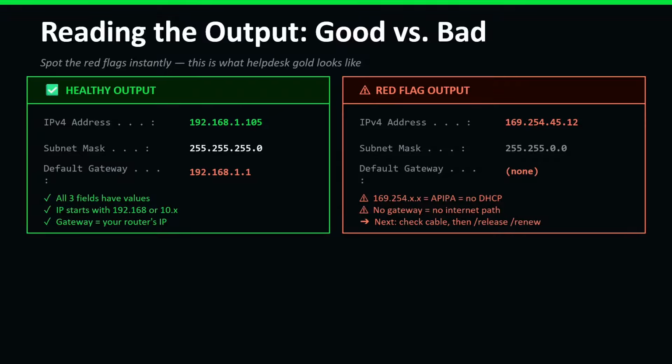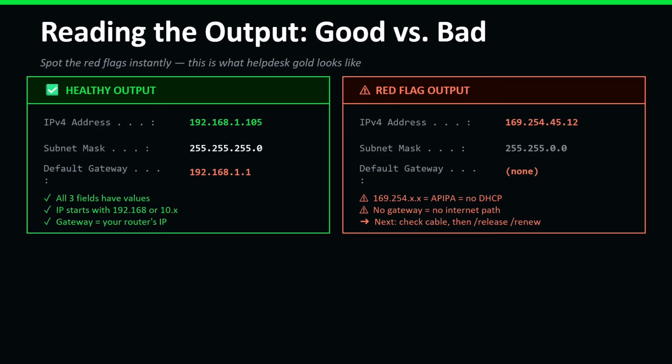That IP address starting with 169.254 is your #1 red flag. That's called an APIPA address. It stands for Automatic Private IP Addressing. So what happened here is the computer tried to get an IP from the router, the router didn't answer, so Windows said, fine, I'll just make one up. And the one it makes up starts with 169.254.